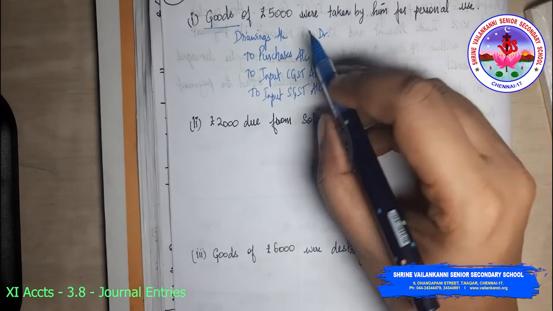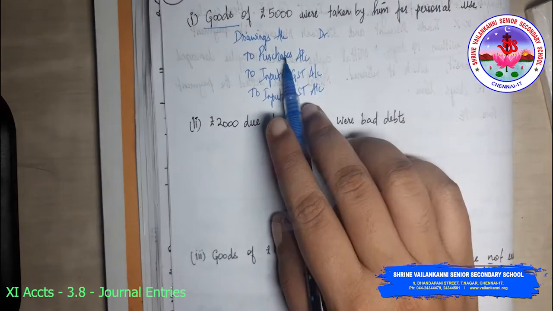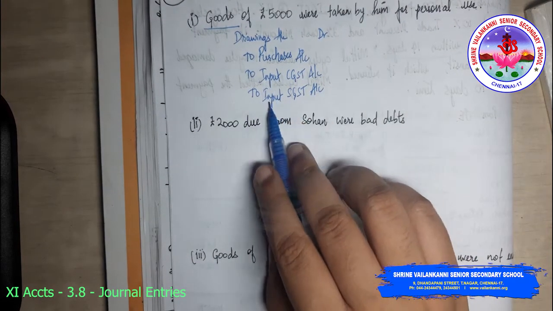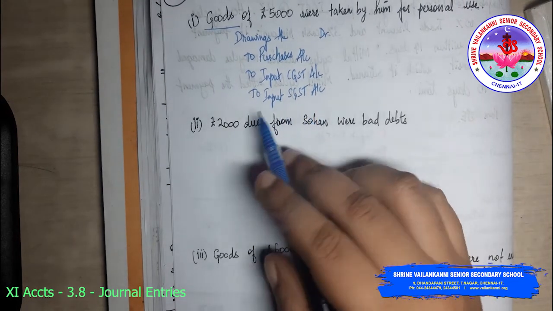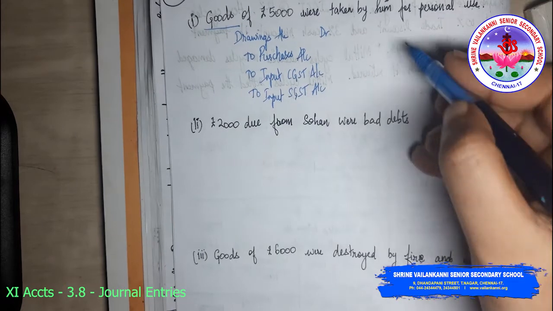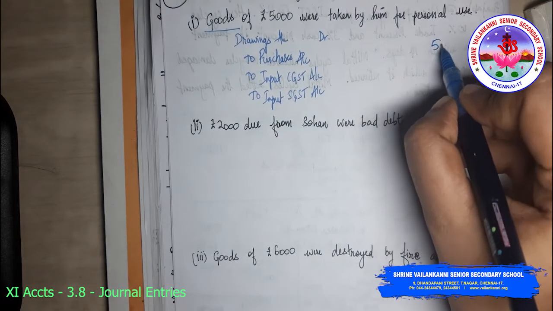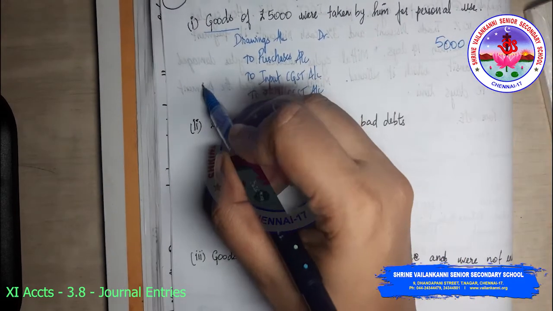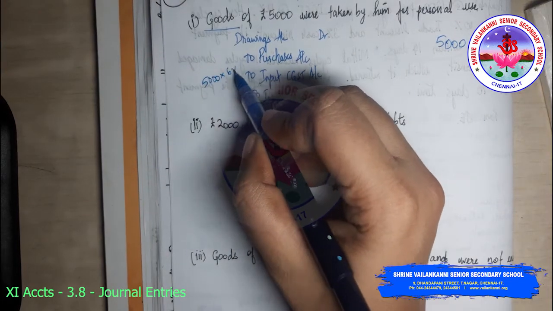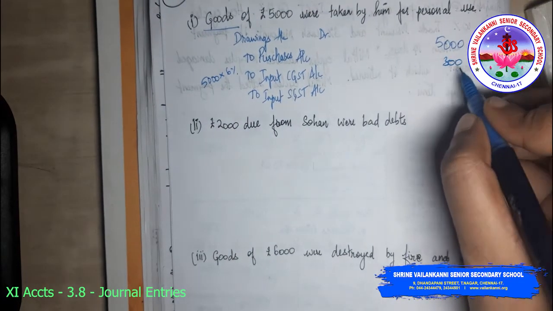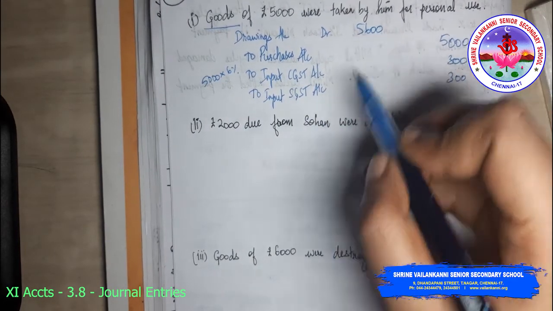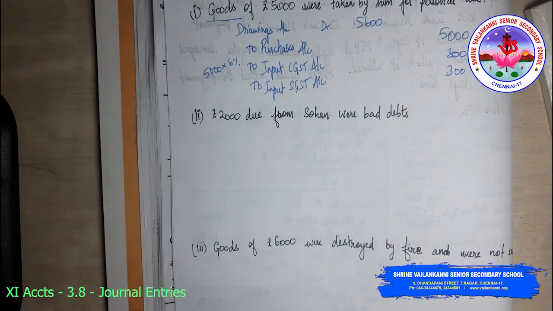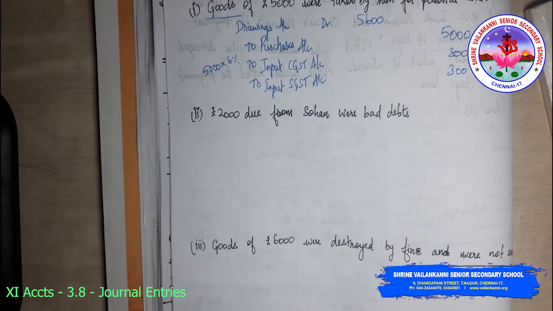Now here, when drawings is being done, it reduces the purchase. Obviously, the value related to CGST and SGST also is to be reversed. So totally 5000 is the purchase value. 5000 into 6% comes to 300 each. So 5600. Okay, the next one, 2000 due from Sohan were bad debts.